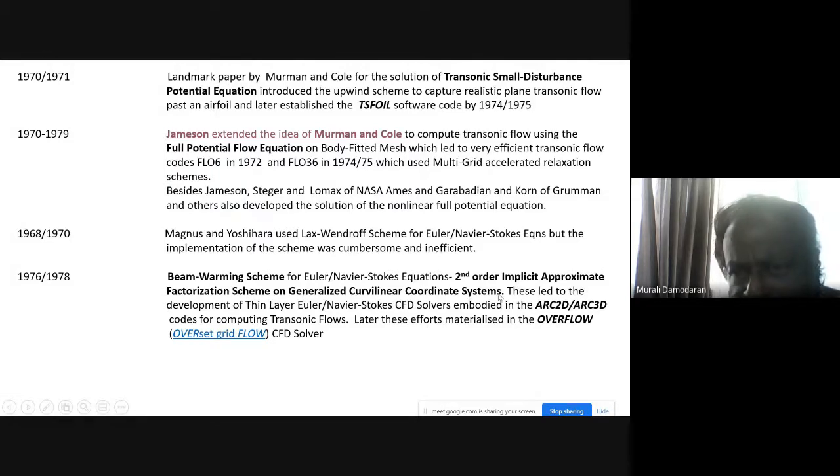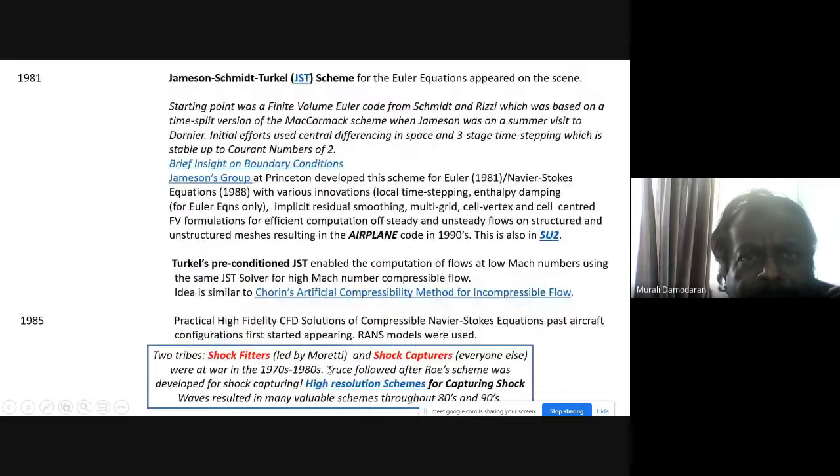on generalized coordinates, the implicit scheme, so they can run faster, because if you're looking at steady flows, you're not interested in the transient, so you can take a larger time step to get to the steady state, but you can't do that for unsteady flows. So this is basically the backbone of the famous Ames research code ARC2D, ARC3D, which later found itself in the overset grid solver. That is still available in the US, widely used.